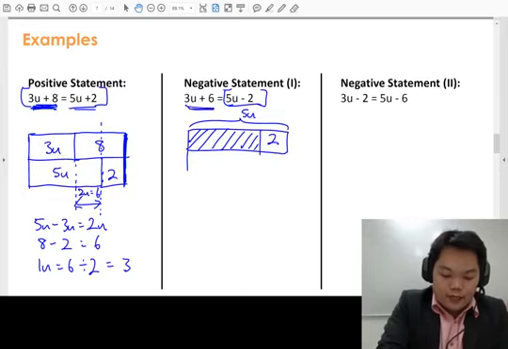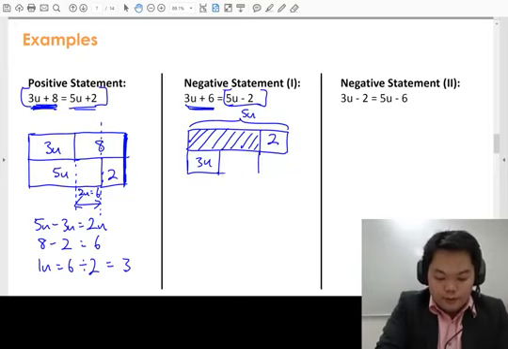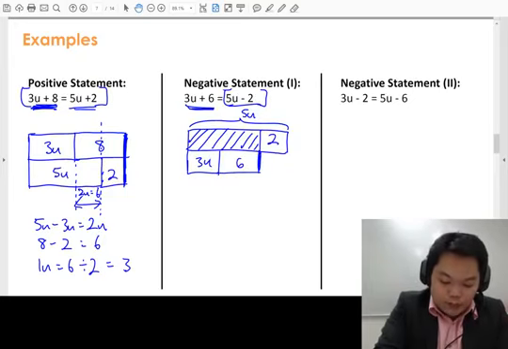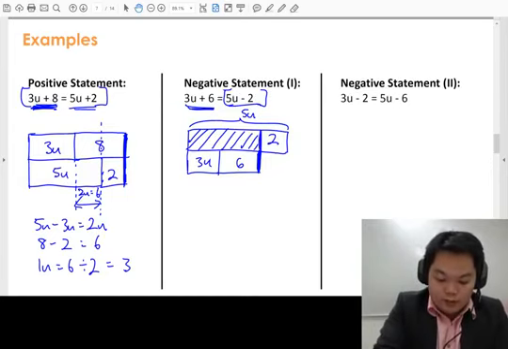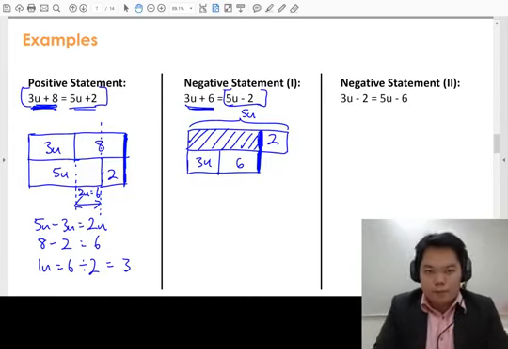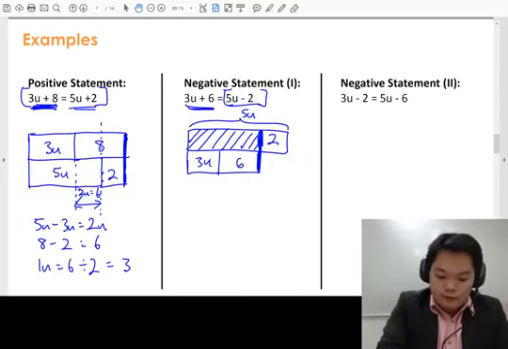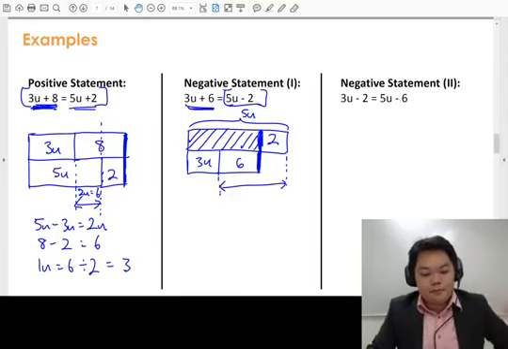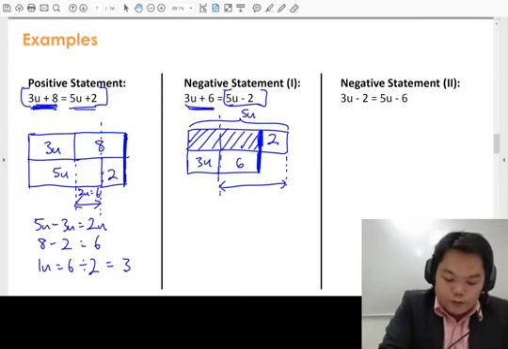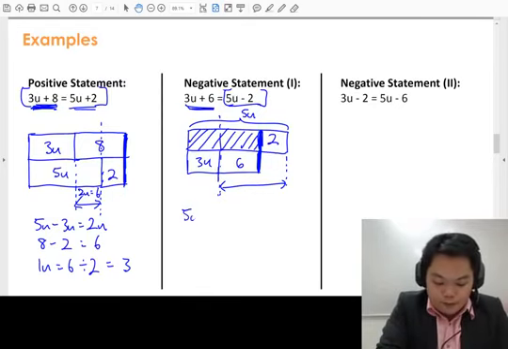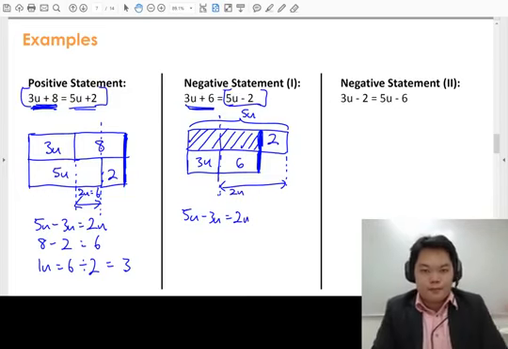Now, the next bar, 3 units plus 6, would just be 3u and 6. The important part to note is that this length of 3 units and 6 must be equal to the shaded region on top. And then we can now compare this gap between 5 units and 3 units. If I were to get rid of the 3 units on the left, that will leave me with 2 units.